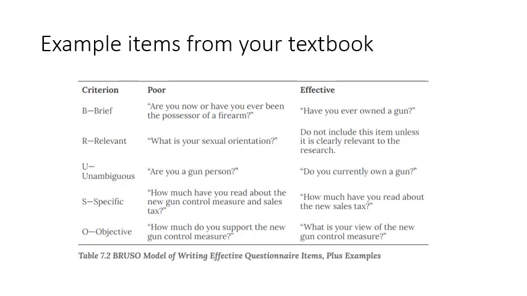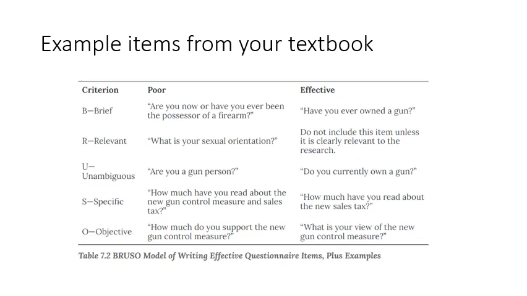So here are some example items from your textbook. A poor item is this: are you now or have you ever been the possessor of a firearm? Can you see all the extra words in here? As opposed to the simple, more effective question, have you ever owned a gun? This one's much easier to answer. And this one almost seems accusatory.